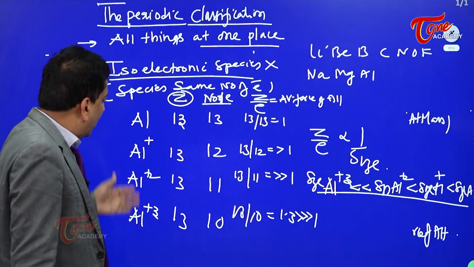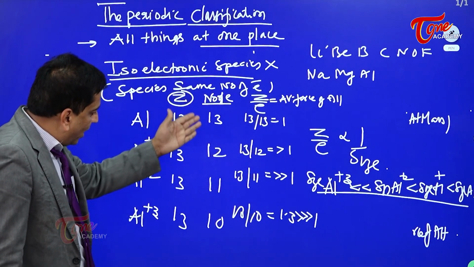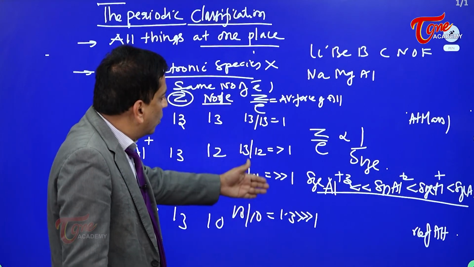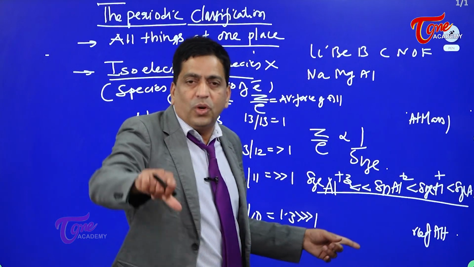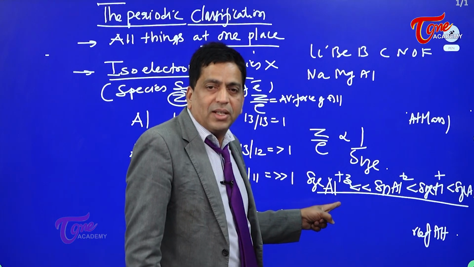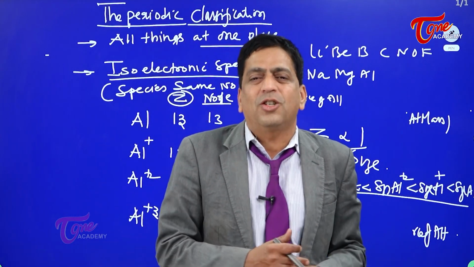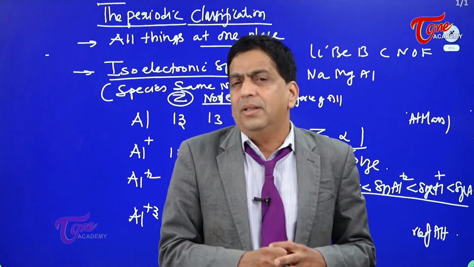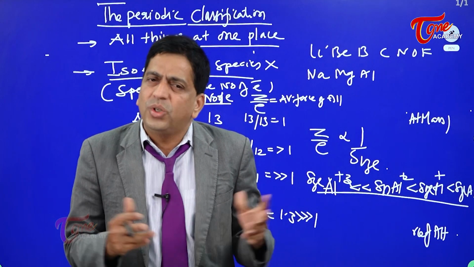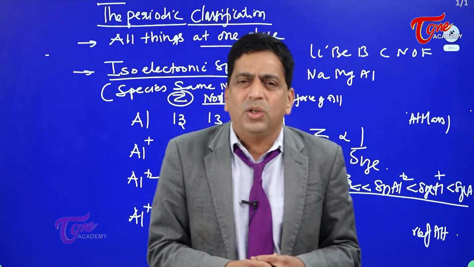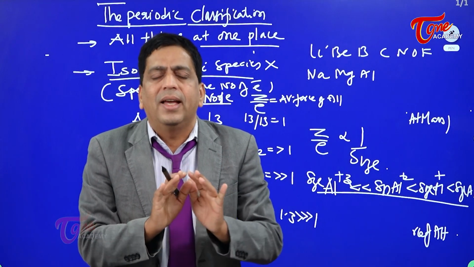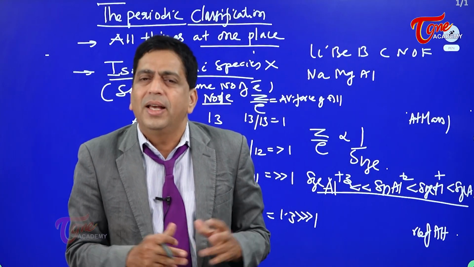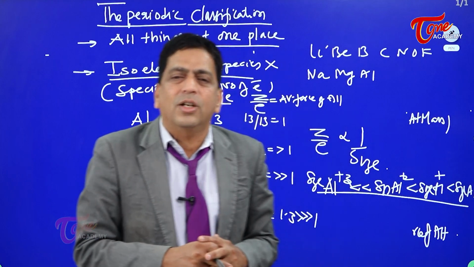You can see here, for aluminium Z is the same, number of electrons are varying, and Z by E is 1, greater than 1, greater than 1, greater than 1. So if the average force of attraction is higher, the size will be smaller. And the highest you see is for aluminium plus 3, so it will have the smallest radius. So the way to determine ionic radii is through Z by E, that is average force of attraction, total positive charge divided by the total negative charge. The amount of positive charge shared by these negative electrons is called the average force of attraction, you must understand.